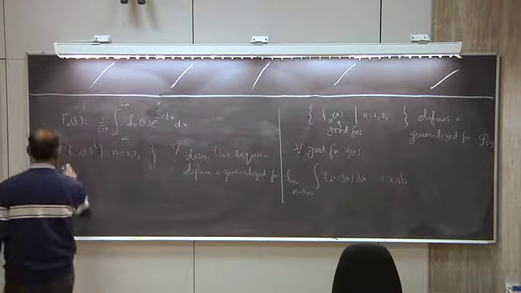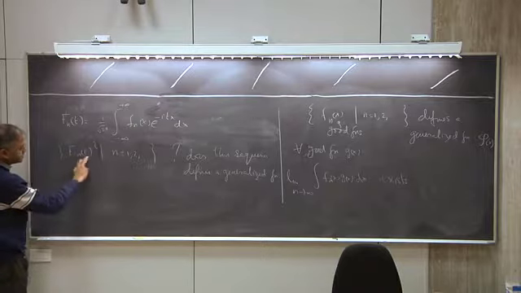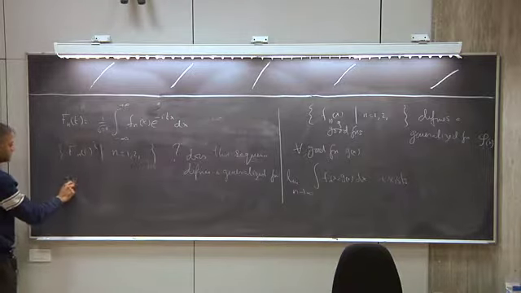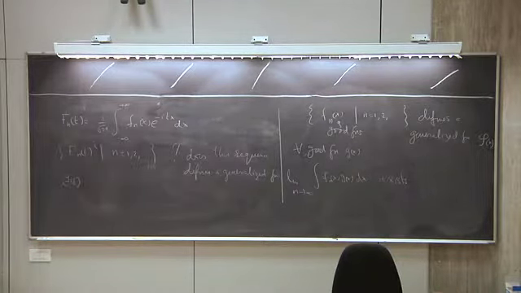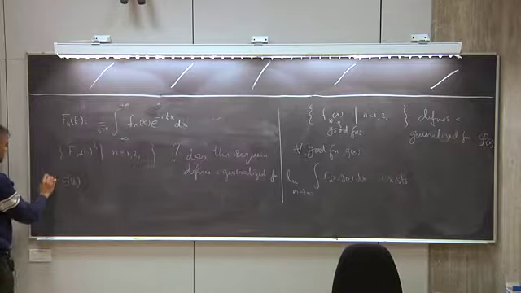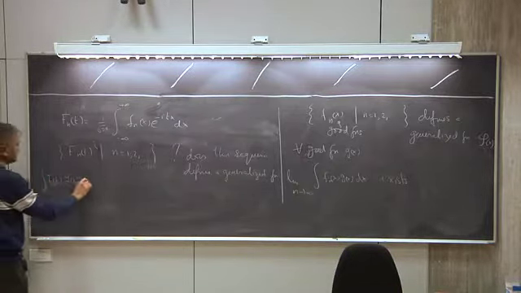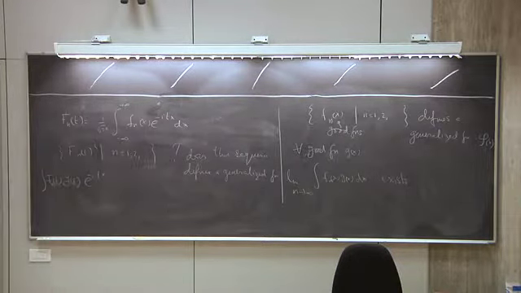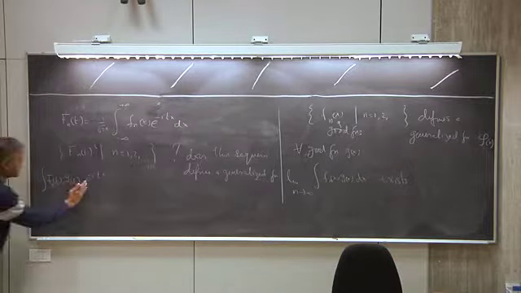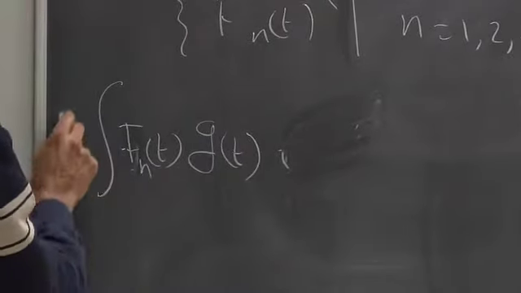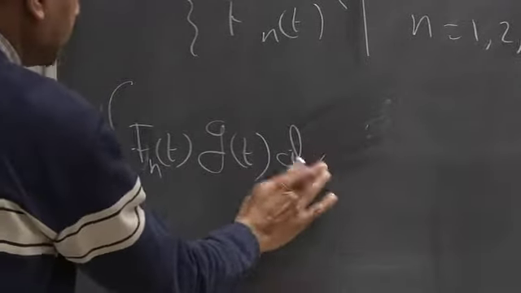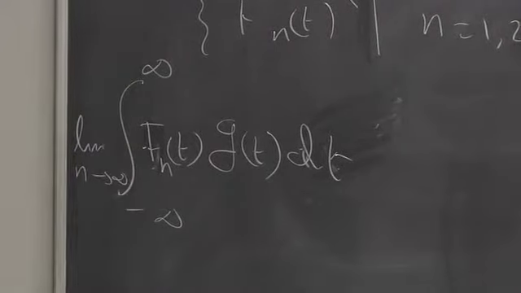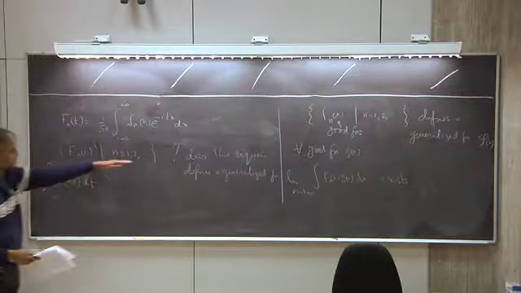What we want to see is whether this defines a generalized function. I need to consider an arbitrary good function g(t), and consider this integral of capital F_n(t) g(t) dt. I just want to see whether this limit exists as n goes to infinity. This is the question. If the limit exists, then the answer to this question is yes.